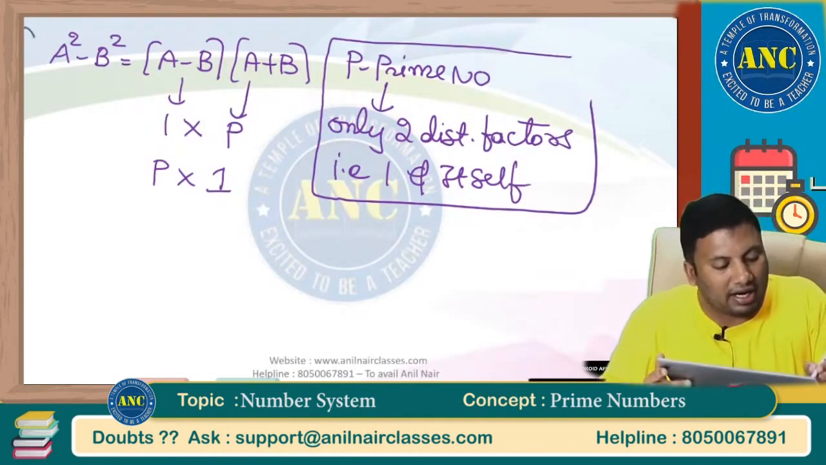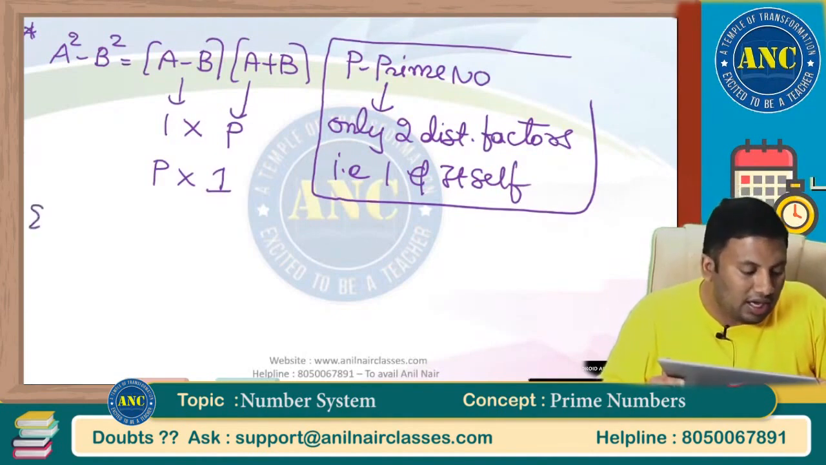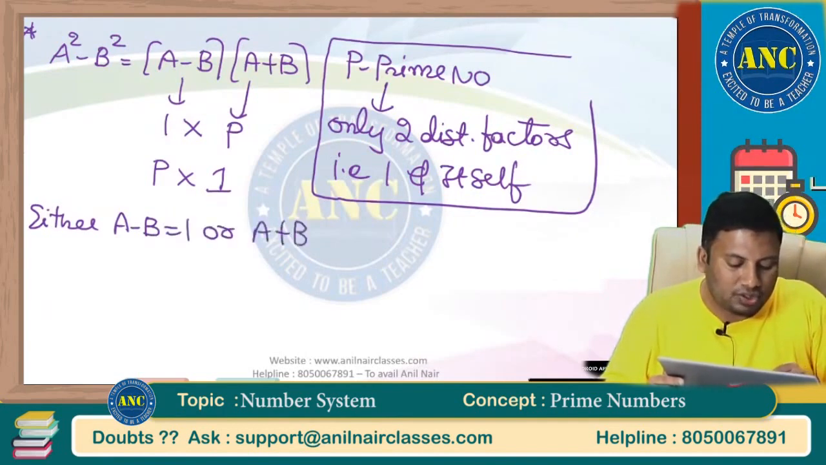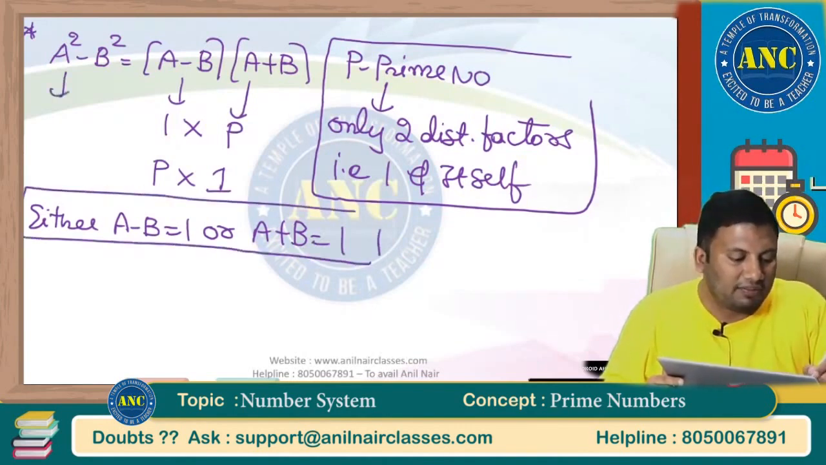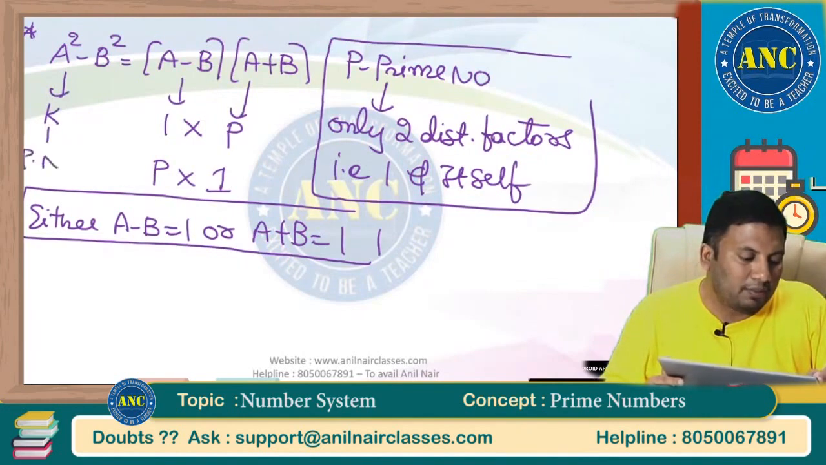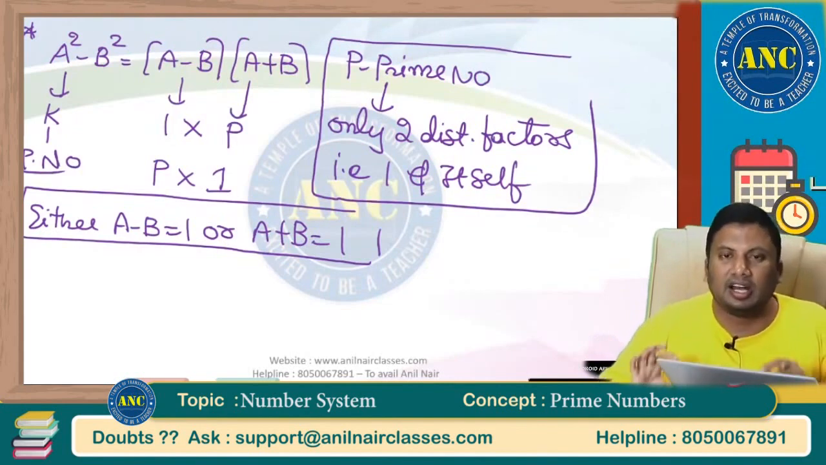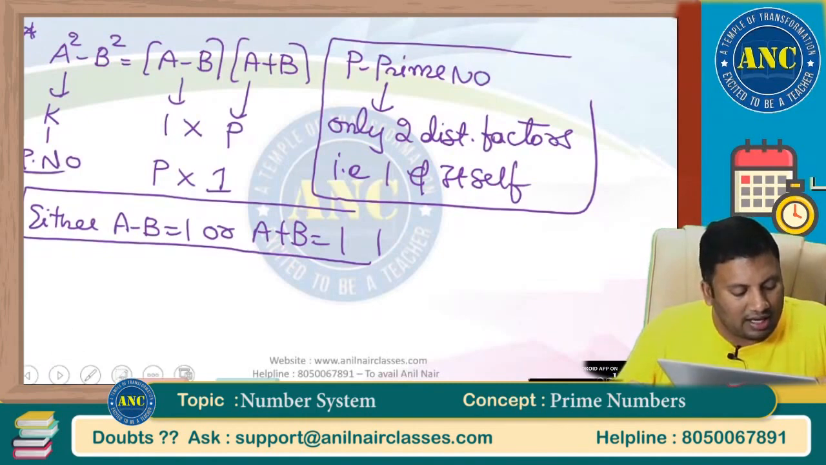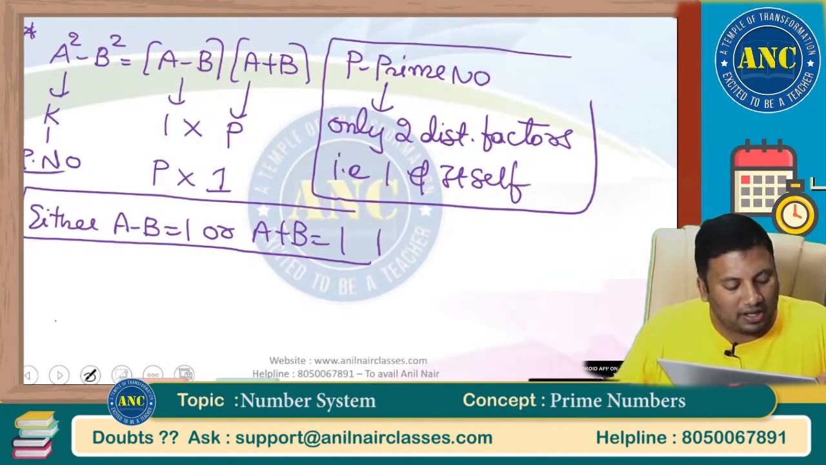So if you write a number as a square minus b square, either a minus b should be 1 or a plus b should be 1 for the left hand side to be a prime number. Is the idea clear? Why? Because every prime number has only two distinct factors, 1 and itself.